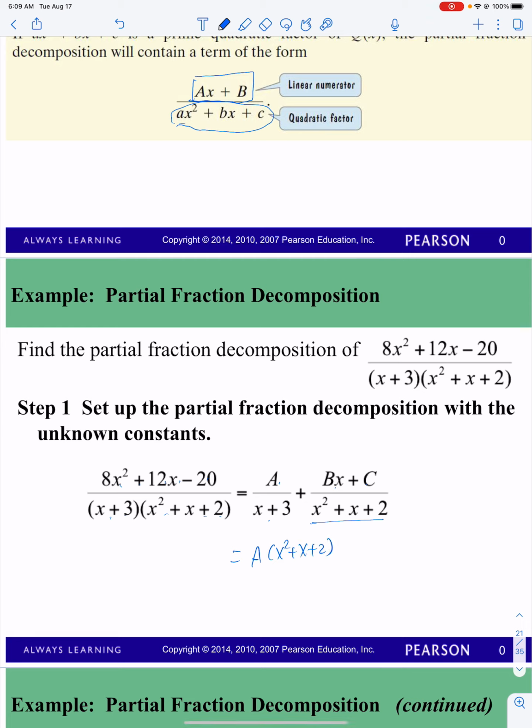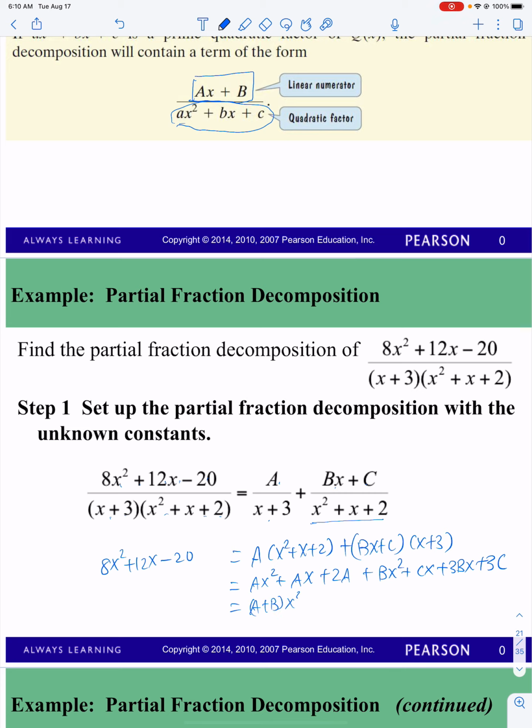So common denominator, plus Bx plus C times what? X plus 3. So you have 8x squared plus 12x minus 20. So what do you have? Ax squared plus Ax plus 2A, and plus Bx squared plus Cx plus 3Bx plus 3C. So what do you have? A plus B x squared plus what? A plus C plus 3B x plus 2A plus 3C.